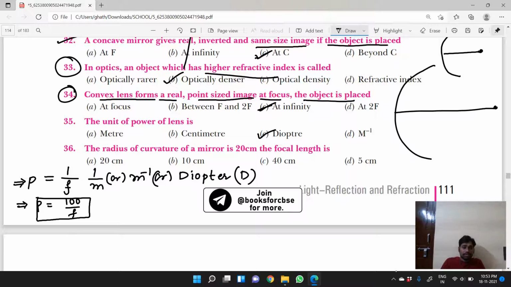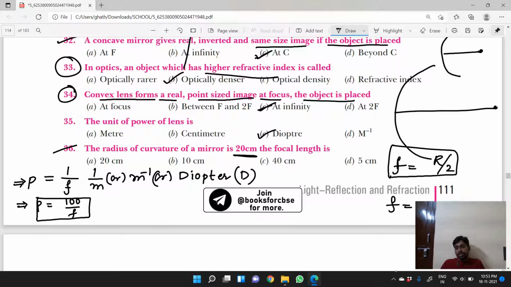Next question, 36th. The radius of curvature of a mirror is 20 centimeters. So focal length is equal to radius of curvature by 2. This is a relation for spherical mirrors. As the radius of curvature is given as 20, the focal length is 20 by 2, which is 10 centimeters. So the answer is D.